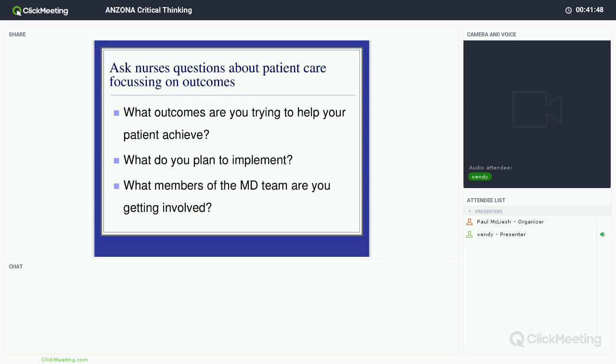So when we're working with others, we need to ask them questions about patient care, focusing on the outcomes. You might not word it in those ways, but what it really comes down to, and this overlaps with what we were talking about with handover earlier, is what outcomes are you trying to help your patient achieve? That's something you can question yourself, and something you can question others. What do you plan to implement, or how are you going to do that? Why are you going to do it that way? What members of the multidisciplinary team are you getting involved? These are some really good questions that you can ask, particularly your junior staff, when they're problem solving something as well.